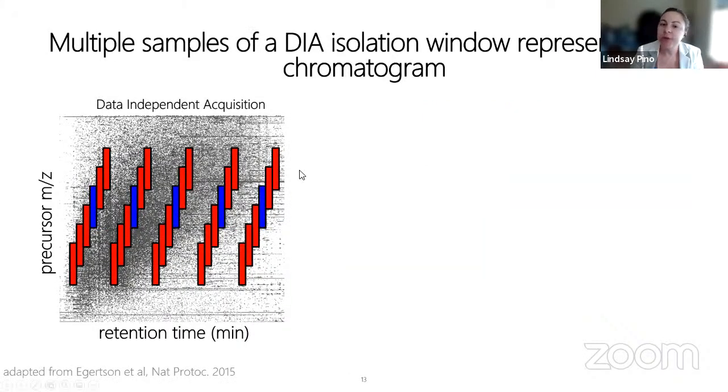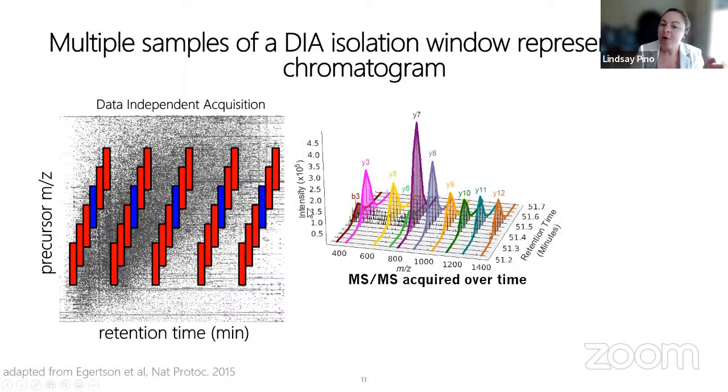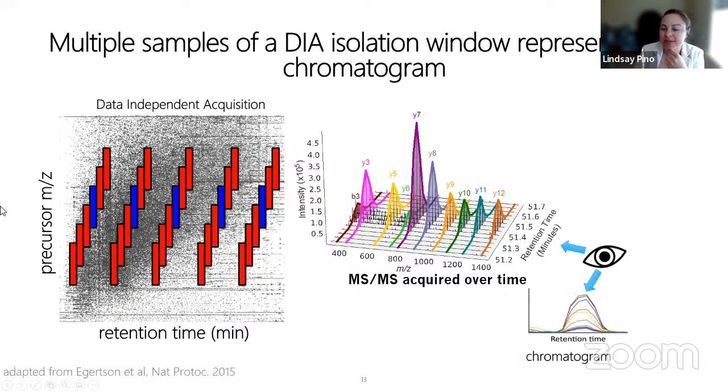But because we are monitoring that window, that m/z window across all of retention time, we can stack each one of those MS2s. Each one of these rectangles is another MS2. If we stack all of those MS2s across retention time, and we look down through all of these blue boxes, we get the chromatogram. So now we can do everything chromatogram based for our quantification.